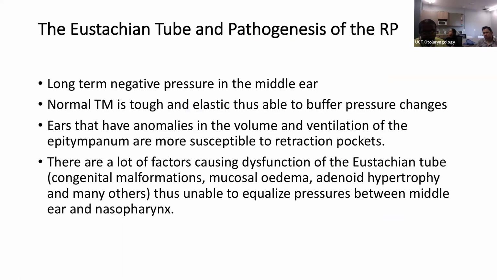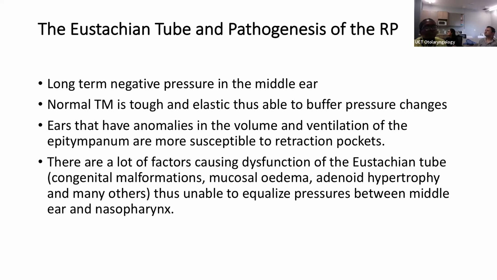So these are theories or explanations for how the pathogenesis of retraction pockets occurs. It is said that long-term negative pressure in the middle ear is the main thing, or is one of them. The normal tympanic membrane, as we've said already, is tough and elastic, and able to withstand pressure changes. Ears which have anomalies in the volume and ventilation of the epitympanum are more susceptible to retraction pockets. I'll talk about this point again.